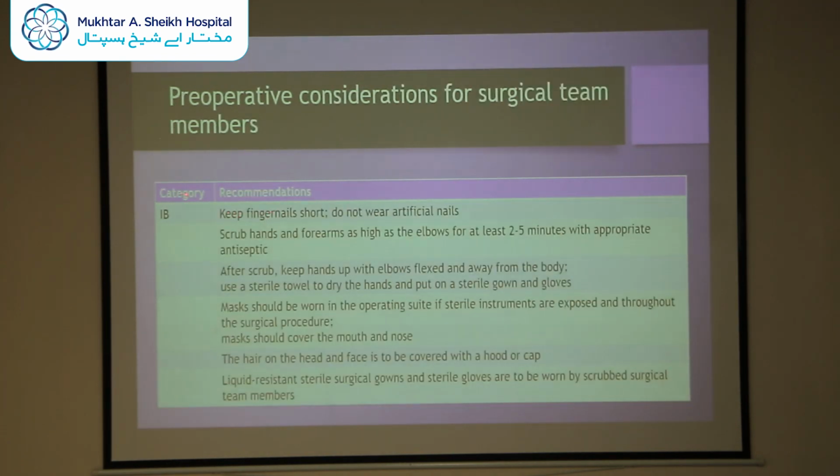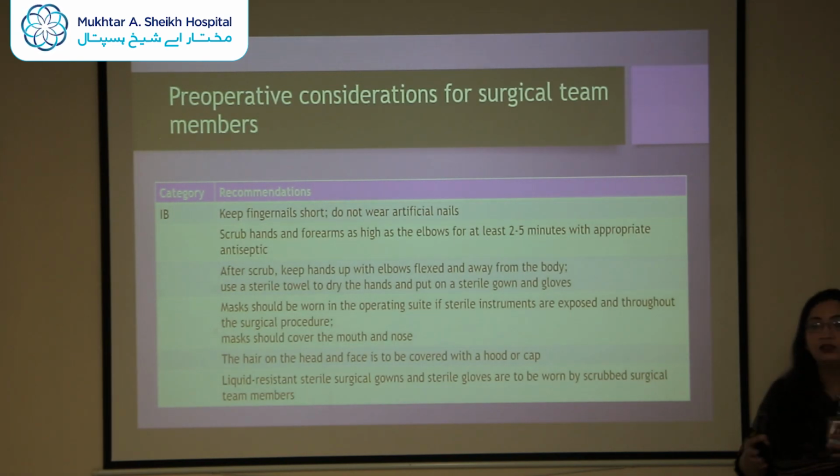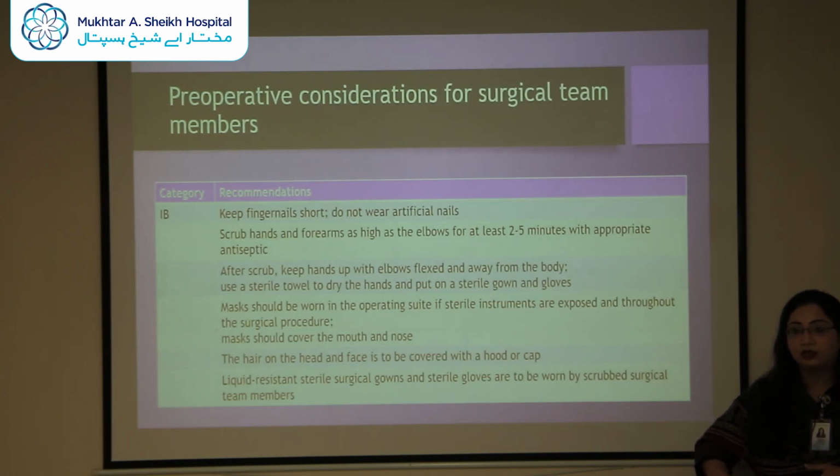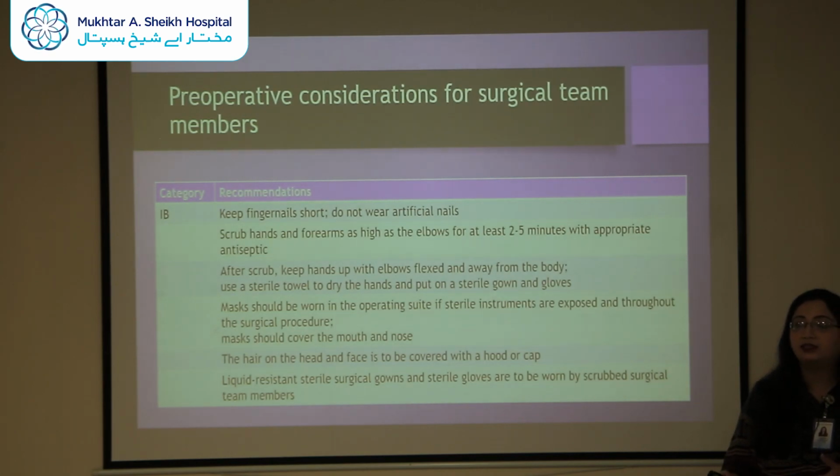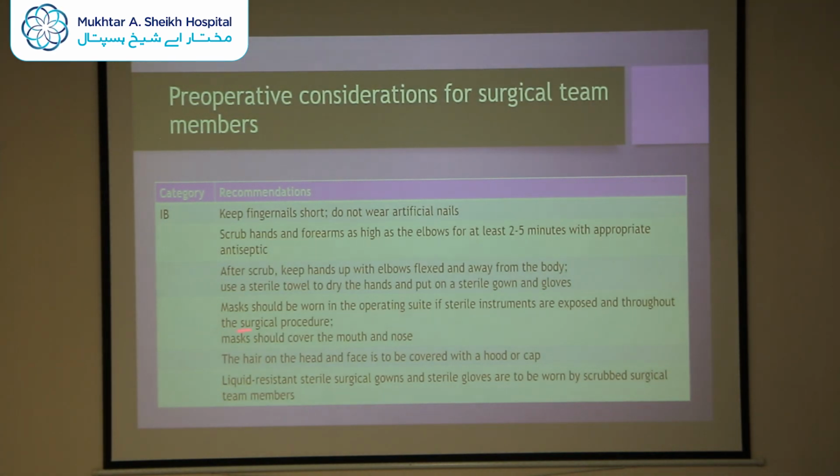And so for the surgeons and the OT staff, keep fingernails short, do not wear artificial nails. With regards to nail polish application, there was mixed recommendation. Scrub hands and forearms as high as elbows for at least 2 to 5 minutes with appropriate antiseptic. After scrub, keep the hands up and elbows flexed. What people do is after scrubbing and even during scrubbing, their hands are lower than their elbows, which is wrong because all the contaminated fluid goes towards the hands, which contaminates the hands, and the purpose of scrubbing up is lost.